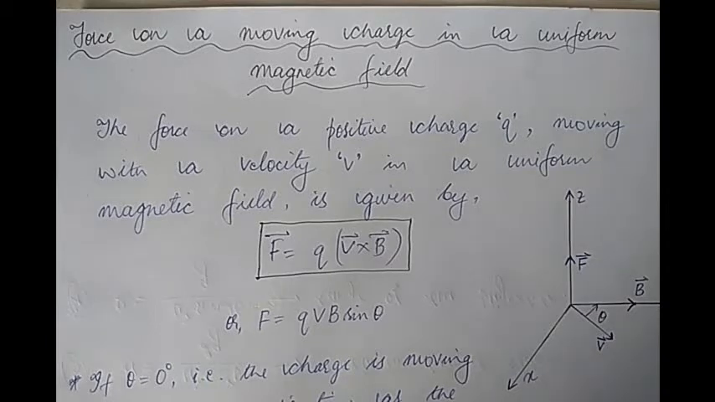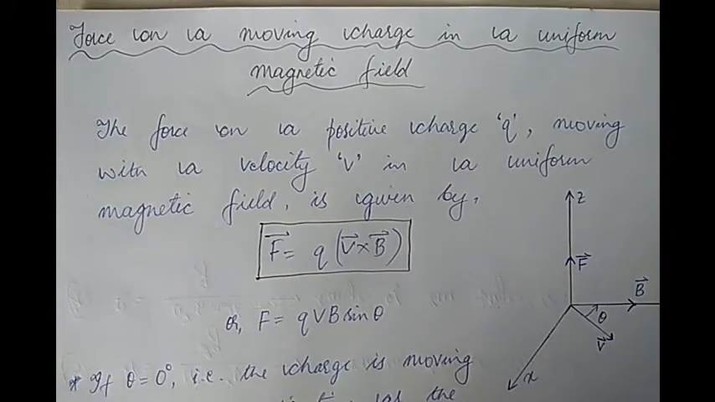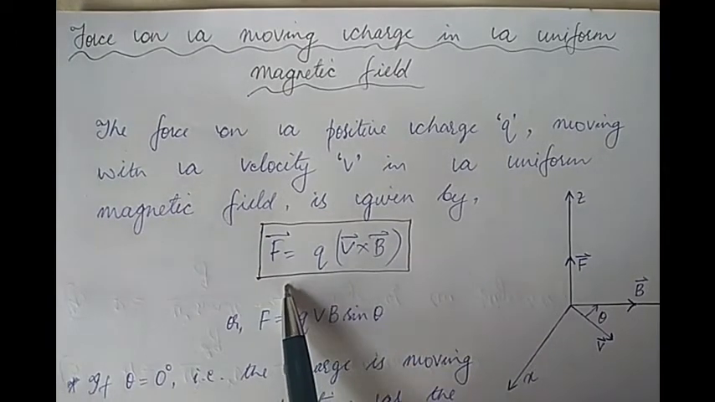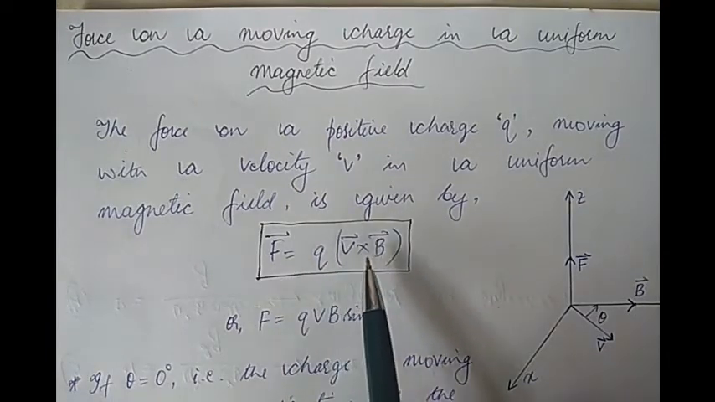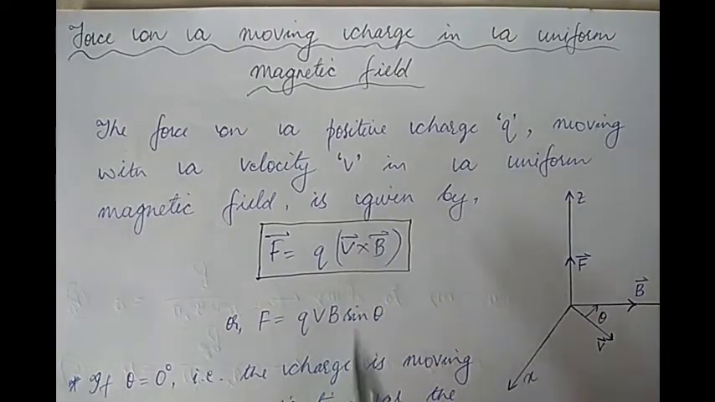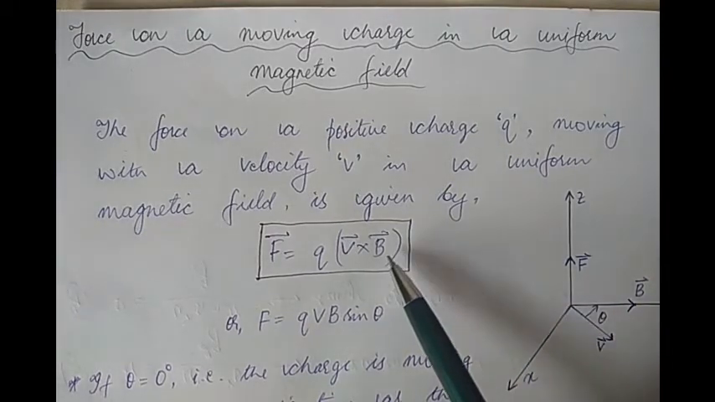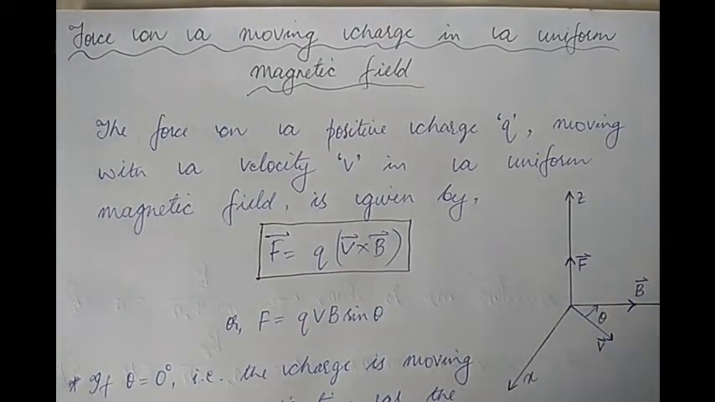Let us see in this video what is the force experienced by a charged particle in a uniform magnetic field. Now, what is seen is that whenever we have a moving charged particle in a magnetic field, it experiences a force. And the force that it experiences is given by this expression. Force is Q V cross B, where V is the velocity of the charged particle and B is the magnetic field.